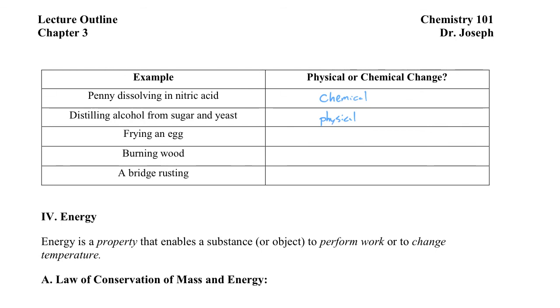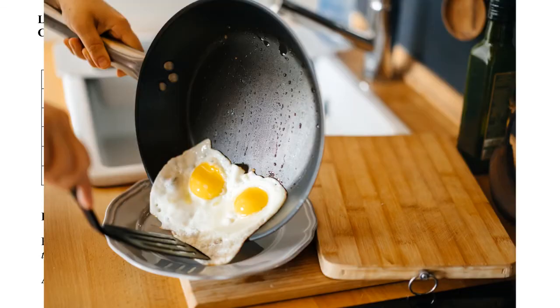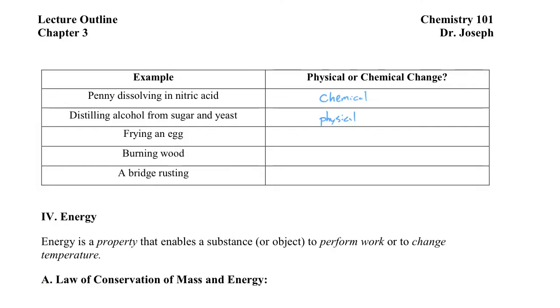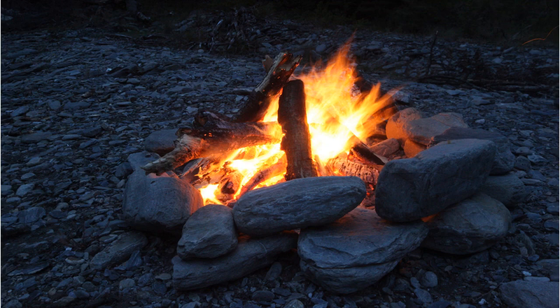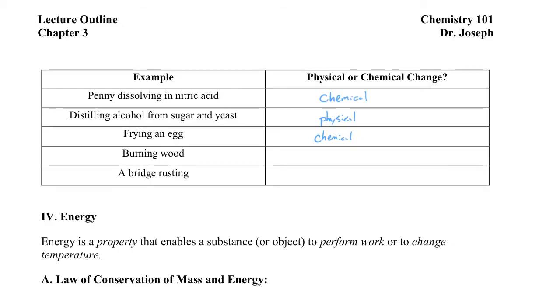What about frying an egg? Do you think you can unfry an egg? Well, the answer to that question is no. It's very difficult to unfry an egg. Give it a shot sometime. This is an example then of a chemical change because it's irreversible. How about burning wood? Can we unburn the wood? No. This is an example of a chemical change.